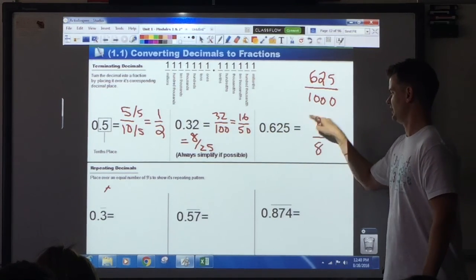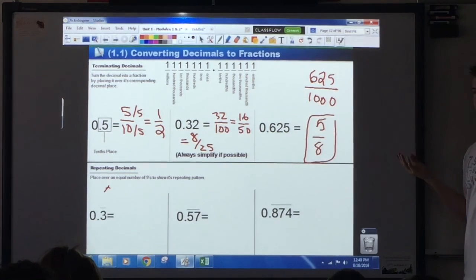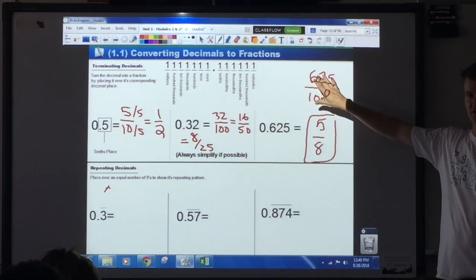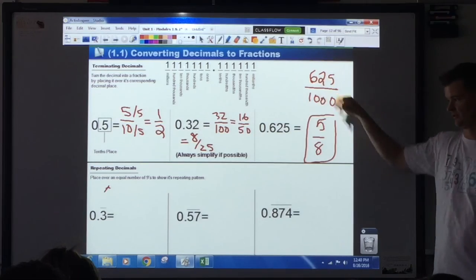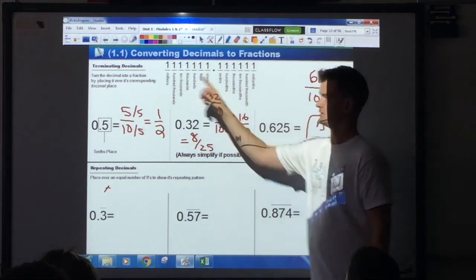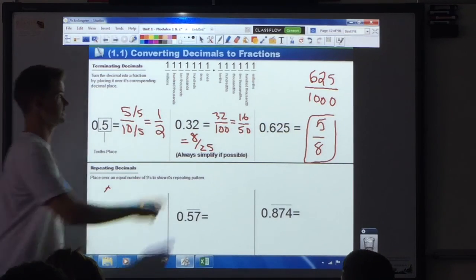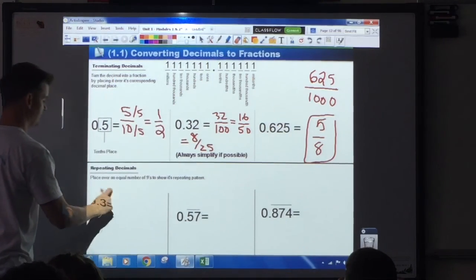I don't care so much about the simplification, because you're not going to see a lot of big numbers, as long as you know that this starts off by turning into this. Are we agreeing? Yes. Okay. So that's terminating. See how it says terminating here? Repeating is even easier. You don't have to worry about what place it is.